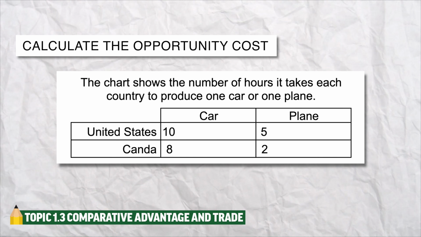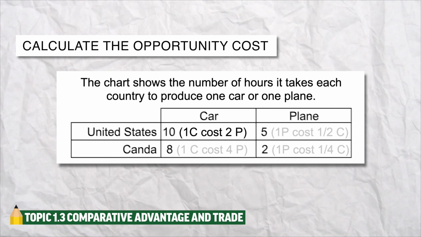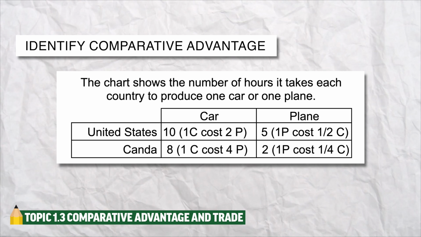Now this also changes how you calculate per unit opportunity cost. If the US takes 10 hours to produce a car and 5 hours to produce a plane, then the opportunity cost of one car is 2 planes. So when it comes to input questions, the opportunity cost is actually the reciprocal, or it's flipped compared to output questions. Now, after that, you just do exactly what you did before.